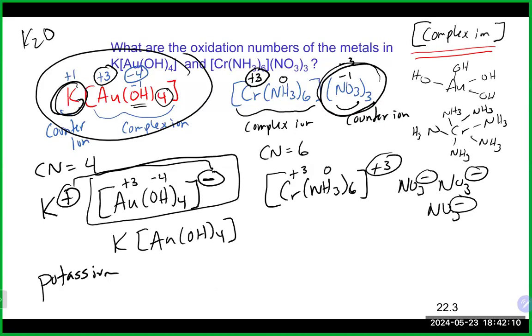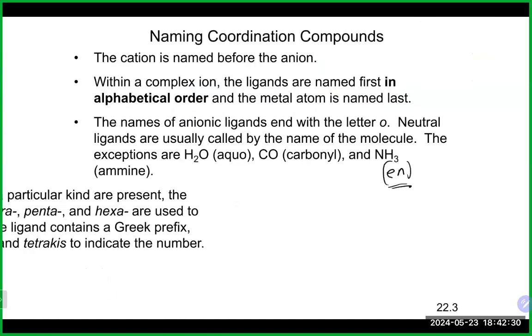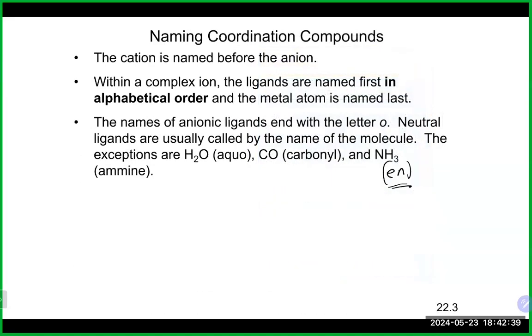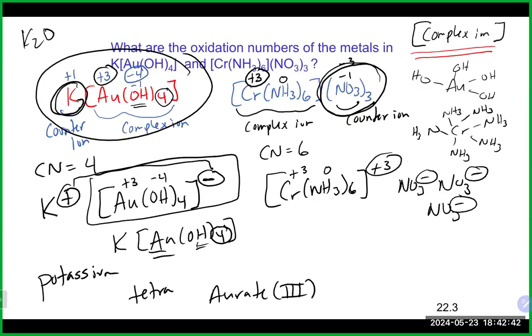And we already know that that is going to be a Roman numeral 3 because that is the charge on the gold. We have 4 of these ligands, so the prefix for 4 is tetra, right? And now we want to make sure that we use the proper name there for hydroxide. So again, that is our hydroxo that we saw right there. So that is going to be hydroxo. And we'll put that together there.